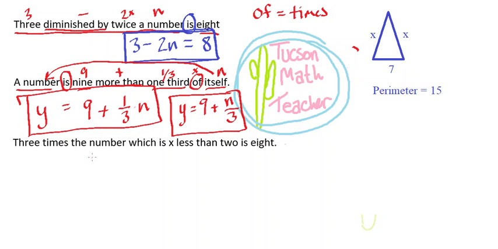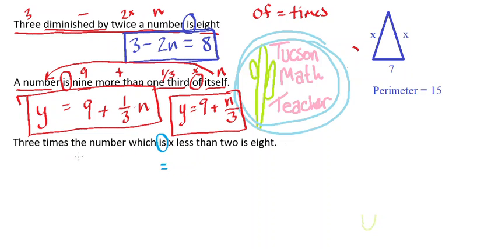Okay, let's go on to the next question. 3 times the number which is x less than 2 is 8. I chose this one because it's so ugly looking. Let's go with the process here. I think it's just some really bad grammar, but oftentimes textbook writers are reduced to using bad grammar to give some variety to their questions, because there's only so many ways you can say these things.